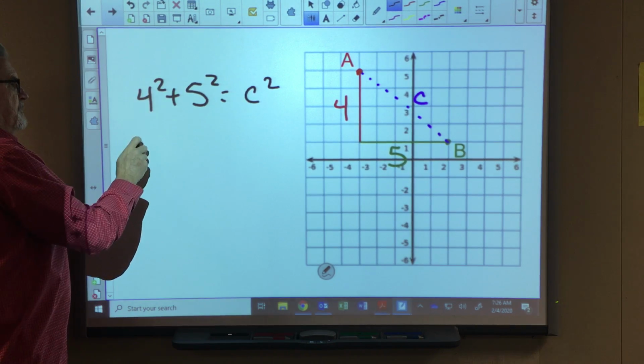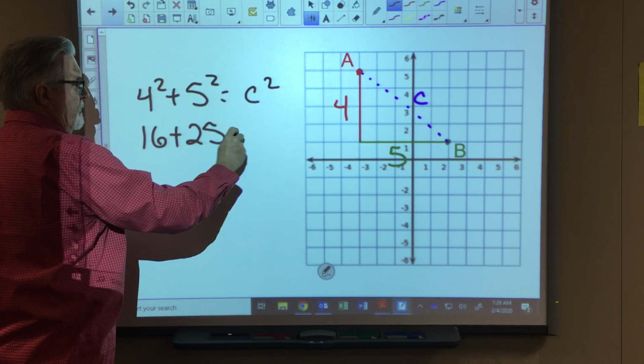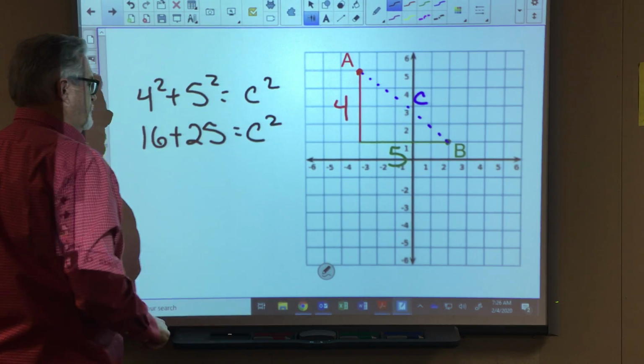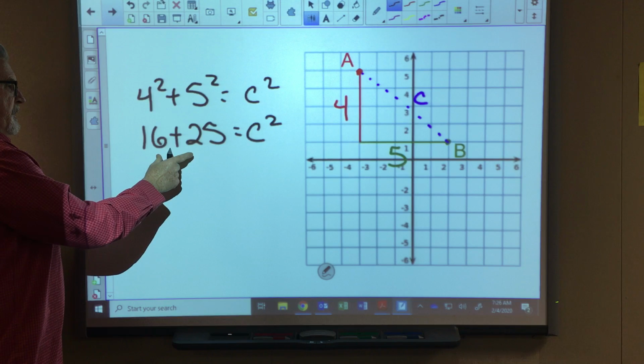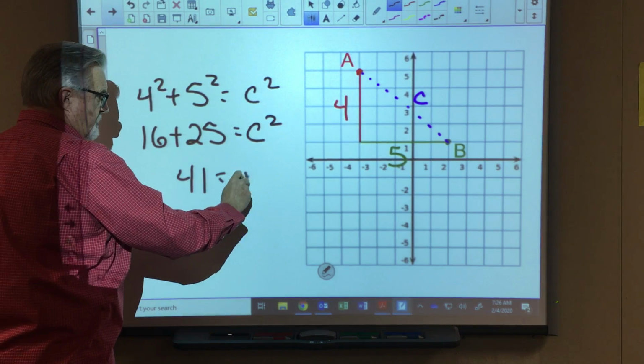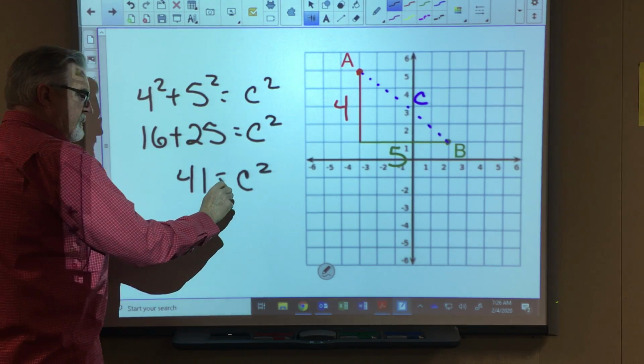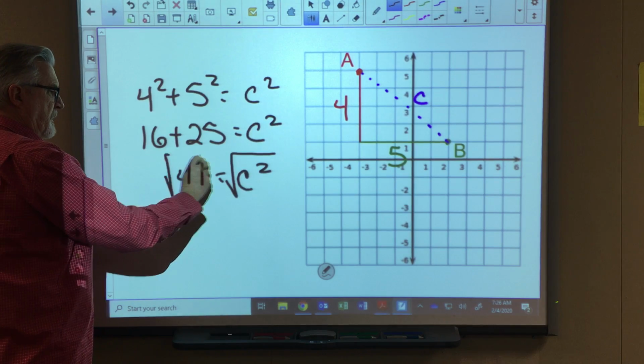The square of 4 is 16. The square of 5 is 25. We don't know what c squared is, so we just bring it down. We combine these two. Well, 16 plus 25 is 41, which is equal to c squared. We don't want c squared, we want regular c, so we're going to find the square root on both sides.